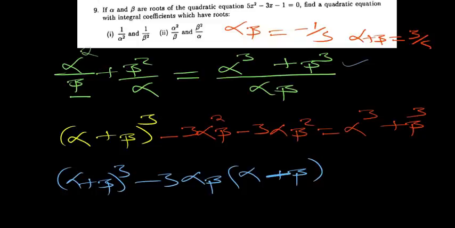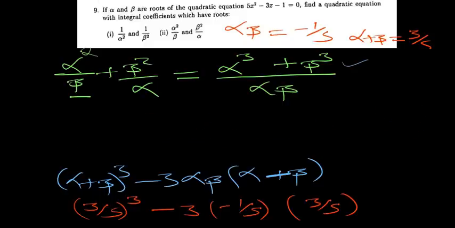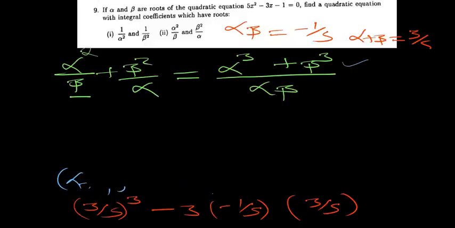So alpha plus beta is 3 over 5 cubed, minus 3 alpha beta again. Alpha multiplied by beta is negative 1 over 5. In the brackets, we have alpha plus beta, which is 3 over 5. So that is going to substitute whatever we have on top there. Remember, whatever we are simplifying here is equal to alpha cubed plus beta cubed.